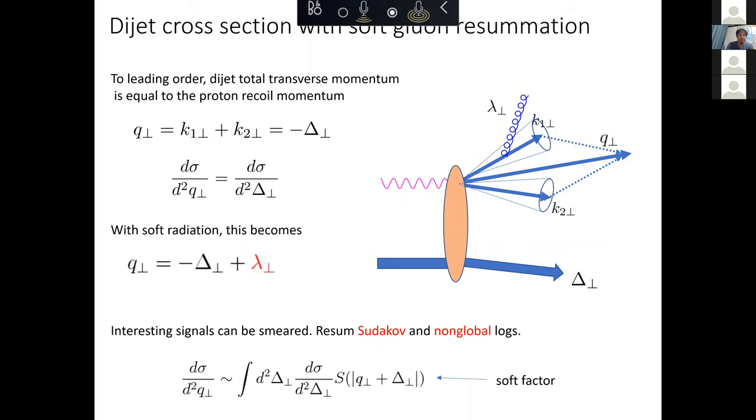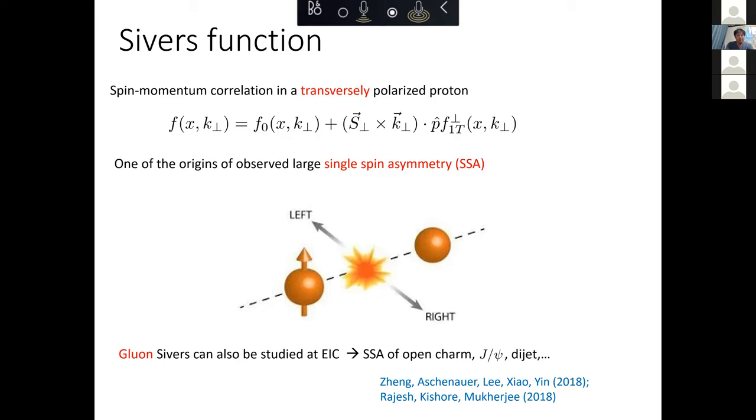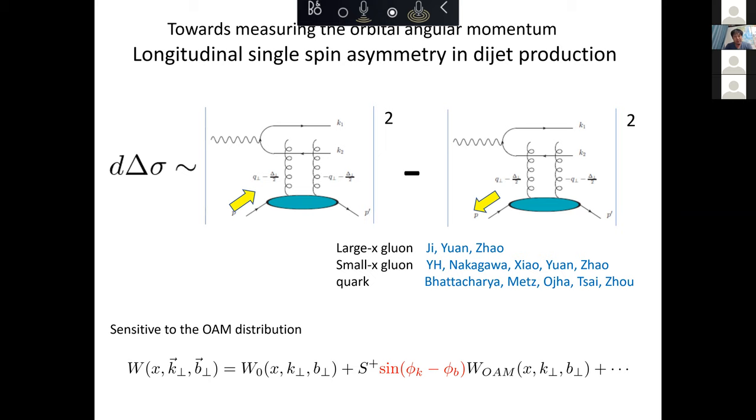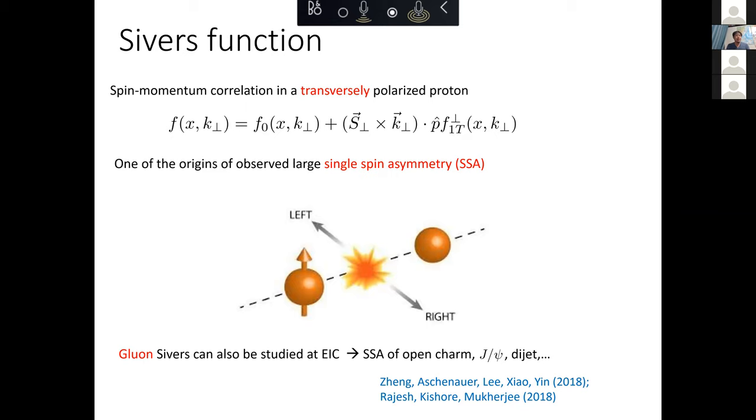All right, so let me come to the very last topic. I skipped this, but there is also a proposal to measure the orbital angular momentum using the connection to the Wigner distribution function. I skipped that and come to the very last topic, which is the Sivers function and its connection to the GTMD.